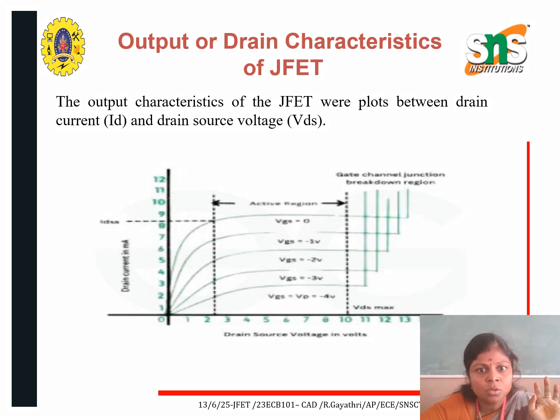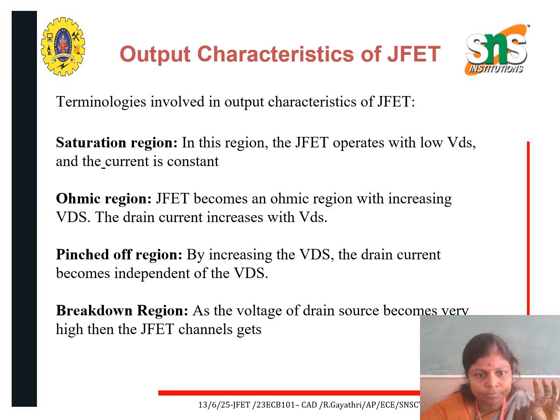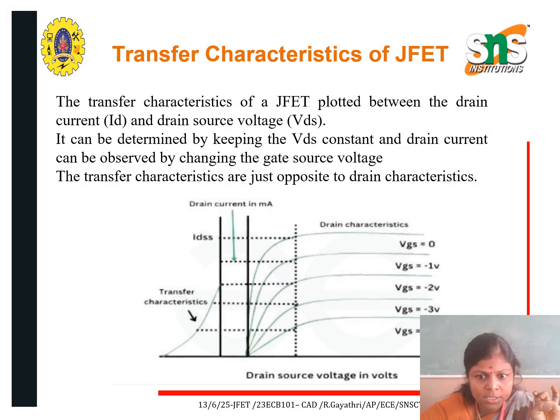Then coming to transfer characteristics. The transfer characteristics are drawn between VGS and ID, the drain current. It can be determined by keeping VDS constant, and the drain current can be observed by changing the gate source voltage. The transfer characteristics are just opposite to the drain characteristics.